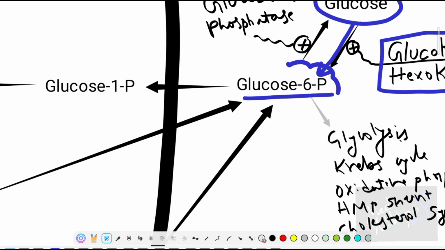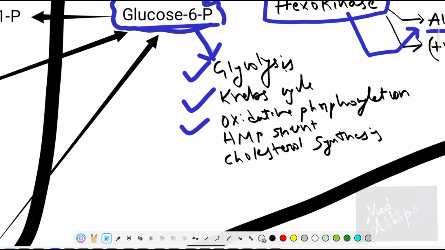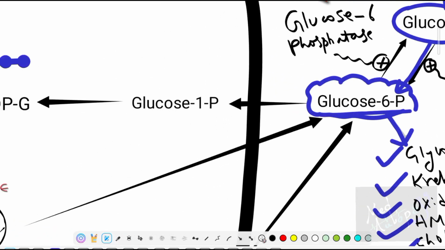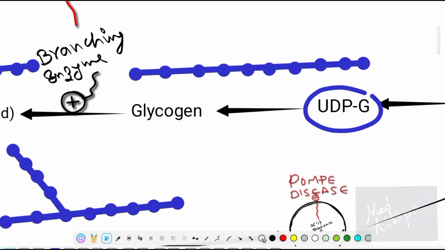Now coming to this glucose 6-phosphate, it is the main substrate for various other pathways. For example, glycolysis, the Krebs cycle, oxidative phosphorylation for ATP synthesis, HMP, as well as cholesterol synthesis. Now we'll mainly focus on how glycogen is formed from glucose. So glucose 6-phosphate is converted to glucose 1-phosphate, UDP-glucose, and the final product is our glycogen.